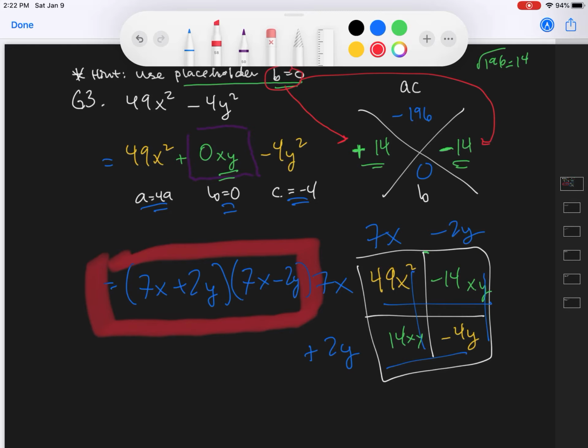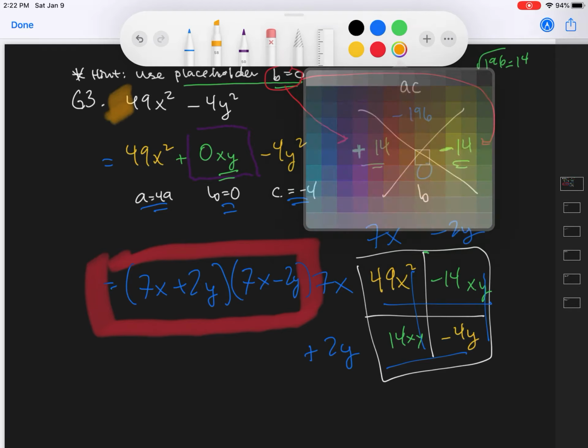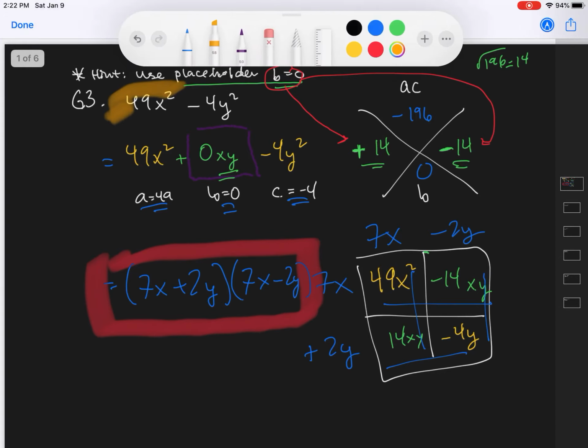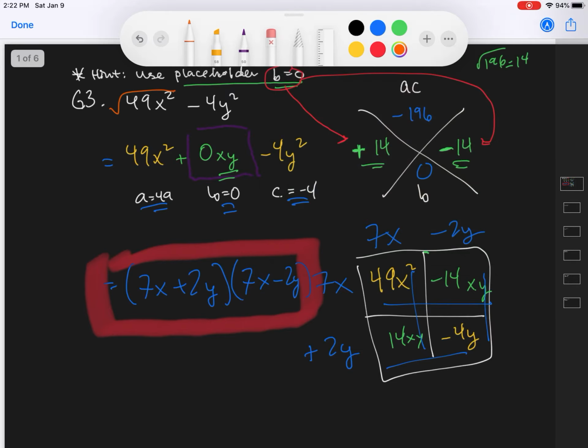I'll show you another quick method of factoring this just super fast. If you take the square root of 49x squared, you get 7x and 7x. If you take the square root of 4y squared, you get 2y. So you put 2y and 2y there, and then one's plus, one's minus. Now that only works for the difference of squares problems. That doesn't always work, so you have to be careful on that. So that is question G3.